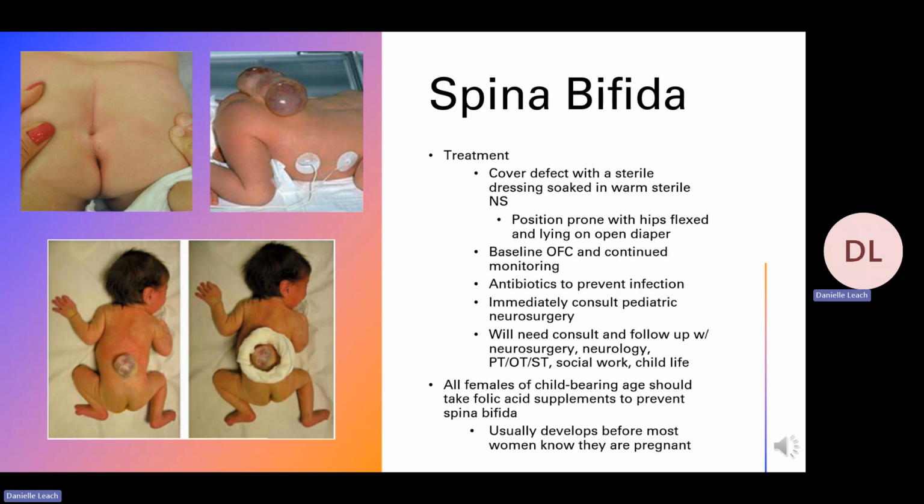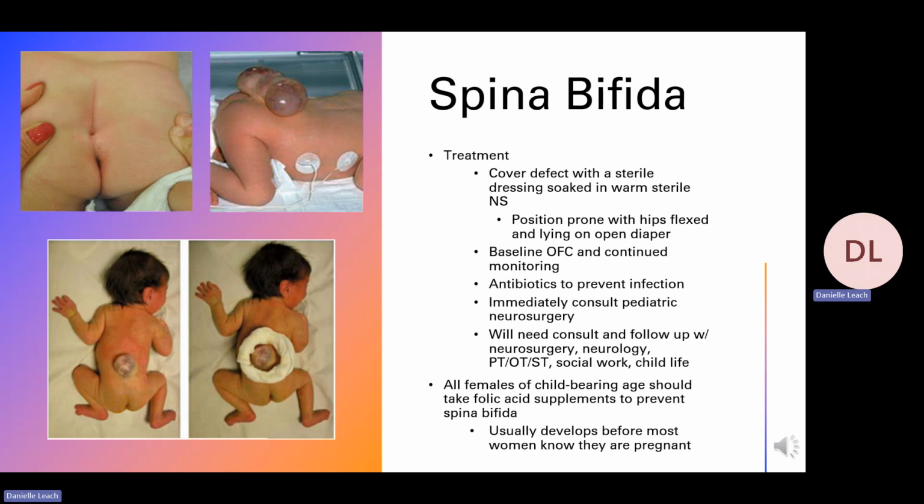They're going to need consult and follow up with neurosurgery after their surgery. And they're going to follow up with neurology, PT, OT, social work, speech therapy, and possibly child life specialists. Since they can have some of these problems even after surgery, things like paralysis, problems moving, they could also have problems feeding, they are going to need extensive follow-up over time.